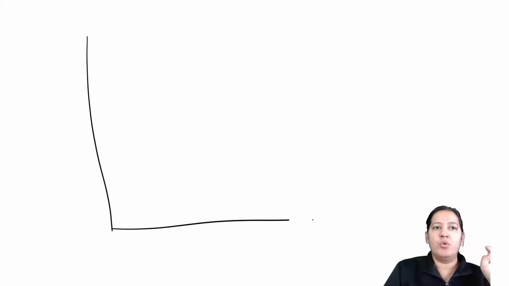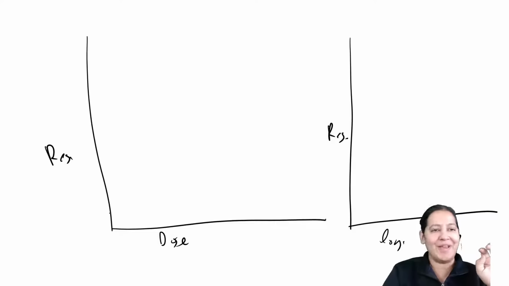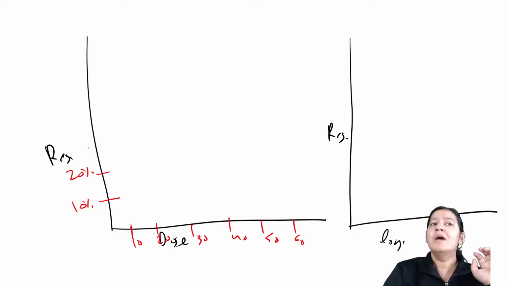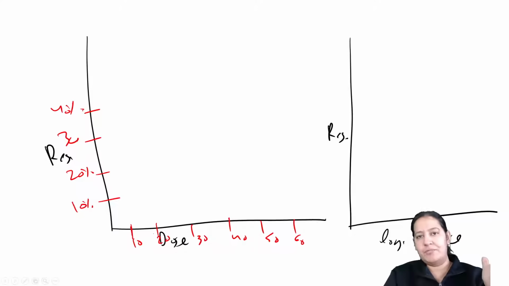Let me draw the two graphs just to compare. If we take dose and response, and if we take logarithm of the dose and response, what is the difference between the two? Let me talk about the first graph. Suppose we take 10 milligram of the drug, 20, 30, 40, 50, 60 milligram. When we take 10 milligram, it produces 10% response. 20 milligram produces 20% of the response. 30 milligram, 30%, 40 milligram. As we increase the dose, more response is produced.